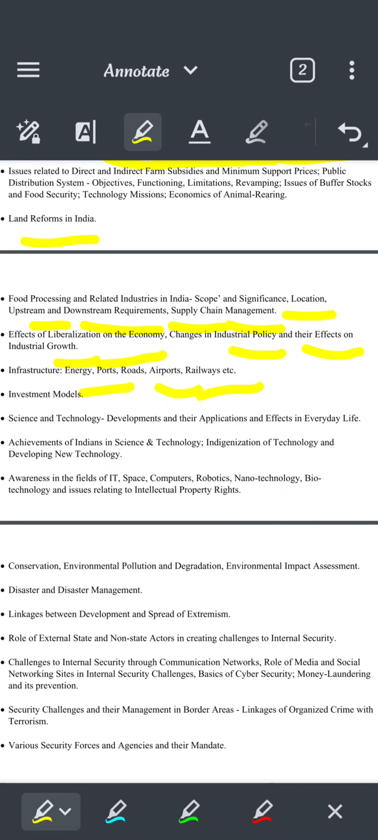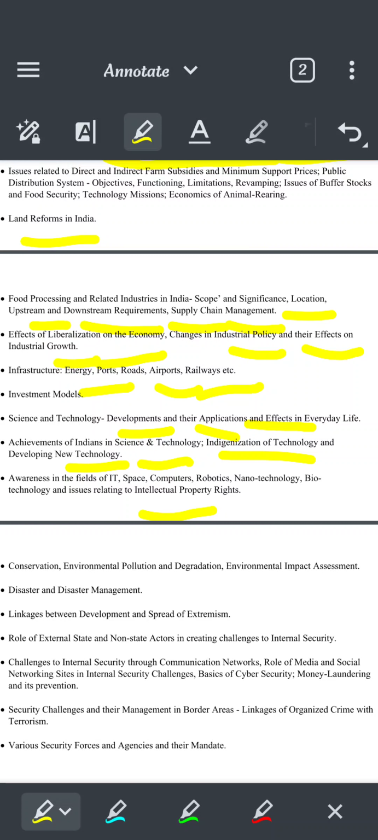So next is the science and technology development and their applications and effects in everyday life, and achievements of Indians in science and technology, indigenization of technology and developing new technology, awareness in the fields of IT, space, computers, robotics, nanotechnology, biotechnology, and issues relating to intellectual property rights.